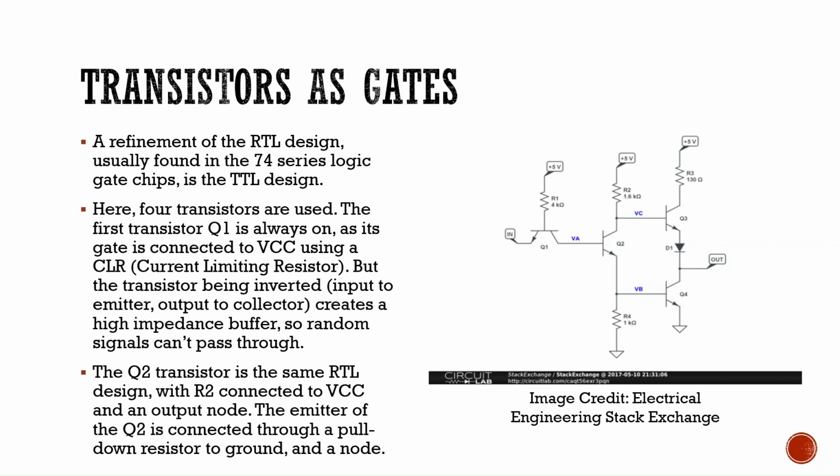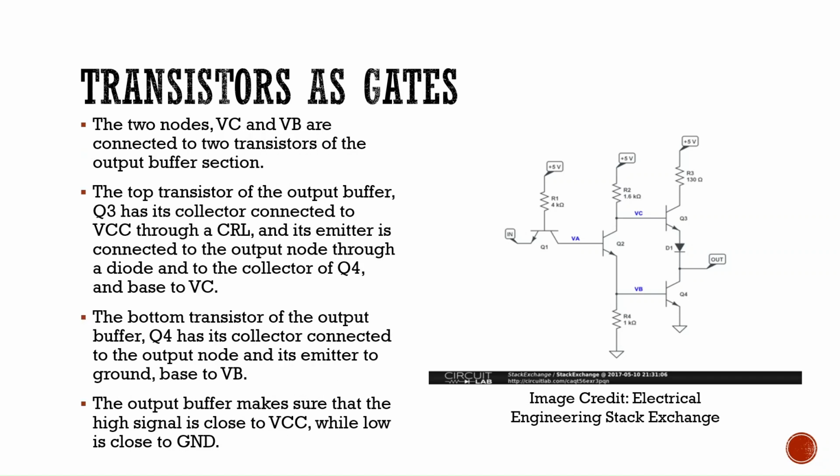The emitter of Q2 is connected through a pull down resistor to ground and a node. The two nodes, VC and VB, as you can see in the image, are connected to two transistors of the output buffer section. The top transistor of the output buffer, Q3, has its collector connected to VCC through a current limiting resistor, and its emitter is connected to the output node through a diode and to the collector of Q4, and the base to VC. The bottom transistor of the output buffer, Q4, has its collector connected to the output node, its emitter to ground, and base to VB.